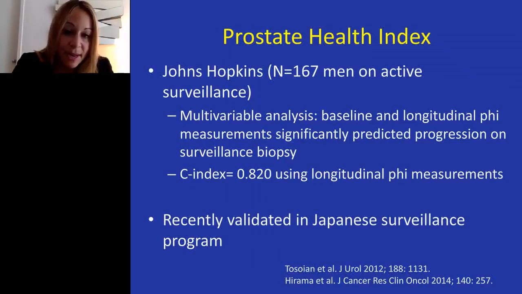So this has been studied now in a couple of active surveillance programs, and it's been shown that the prostate health index at the beginning of surveillance or during the course of active surveillance predicts the risk of progression during the course of surveillance. So this was found at Johns Hopkins and later validated in a Japanese active surveillance program. So now we do have this as a blood test and the MRI as an imaging test as some other new options that could be used to monitor patients.